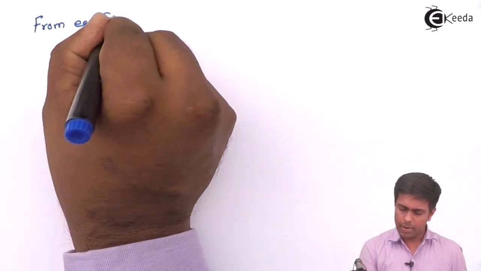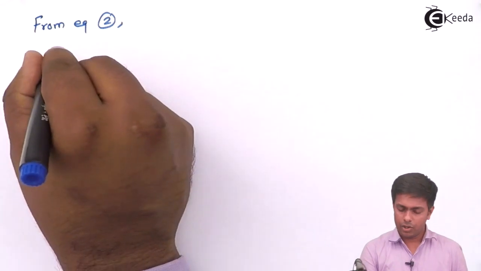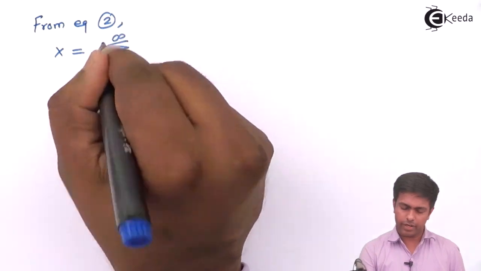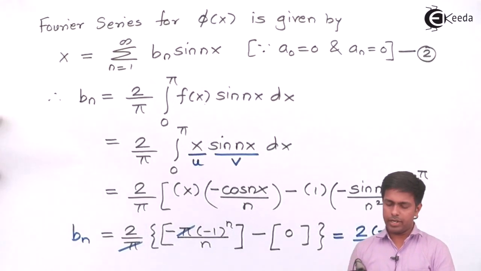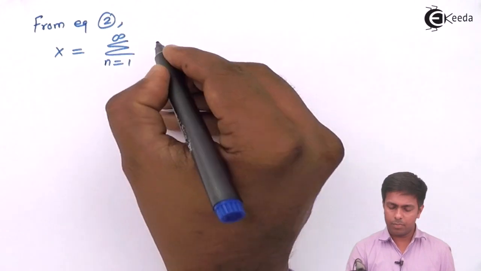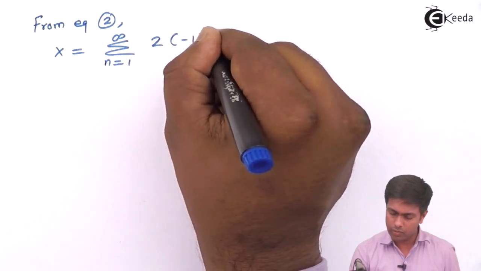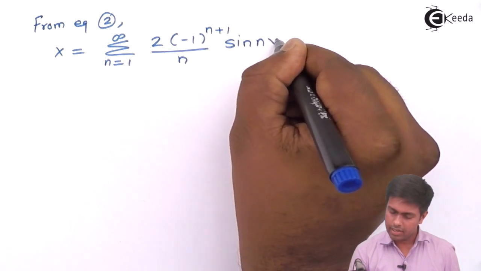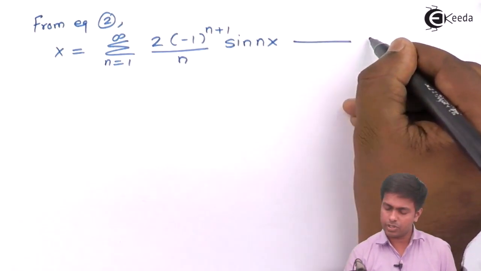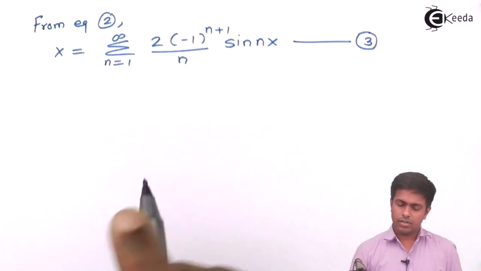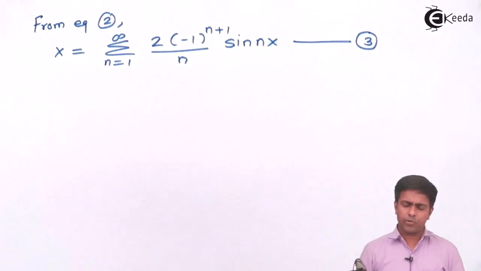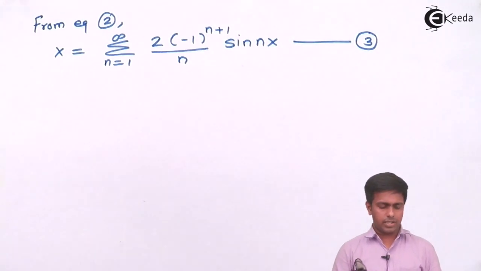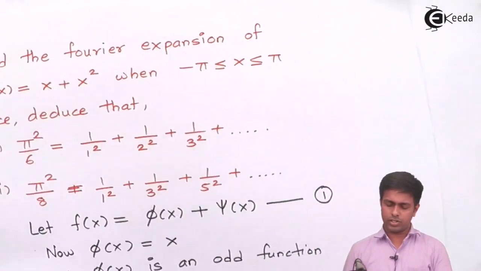So here, from equation number 2, by substituting the value of Bn, you will get x equal to summation n equal to 1 to infinity. Now this is what the Bn is, I'll put it here. So that will become 2 times minus 1 raised to n plus 1 upon n into sine of nx. And guys, I'll call this equation number 3. So we'll see whether to use this equation or not while finding the deduction. So guys, here I did the solution for the first function phi of x.